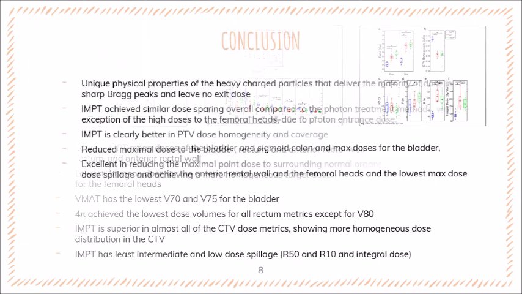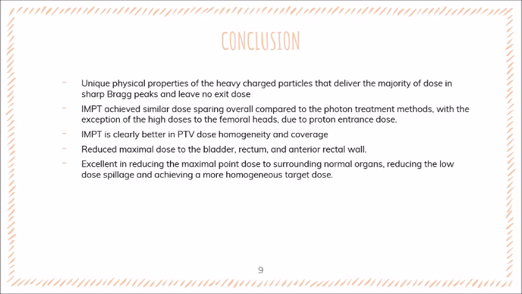So as a conclusion, the best choice for prostate cancer treatment planning is IMPT, because of the unique physical property of the heavy charged particle that will deliver the majority of dose in the sharp Bragg peak and leave no exit dose. IMPT also achieves similar dose sparing overall compared to the photon treatment methods, with the exception of the high dose to the femoral head due to the proton entrance dose.